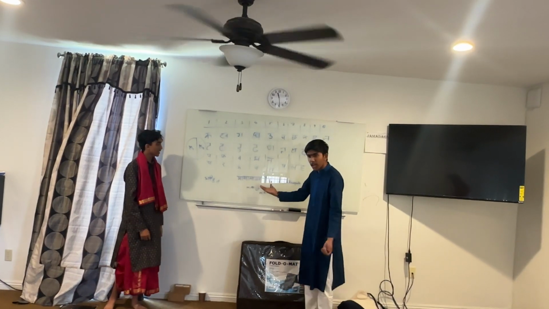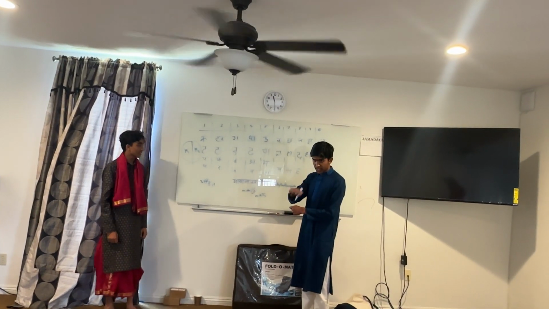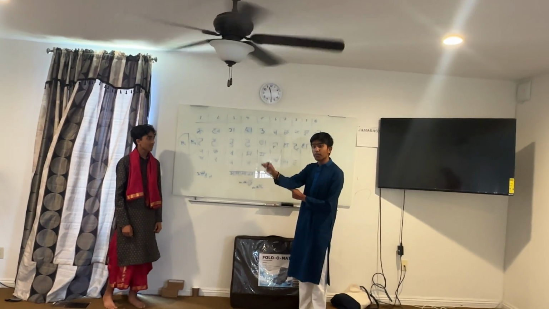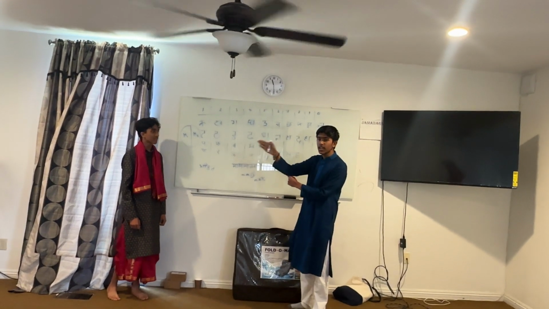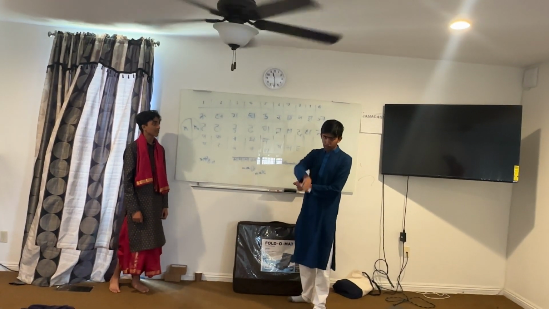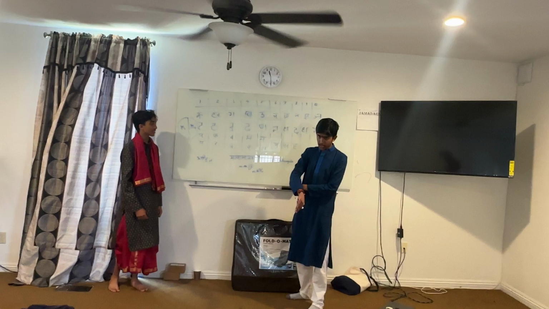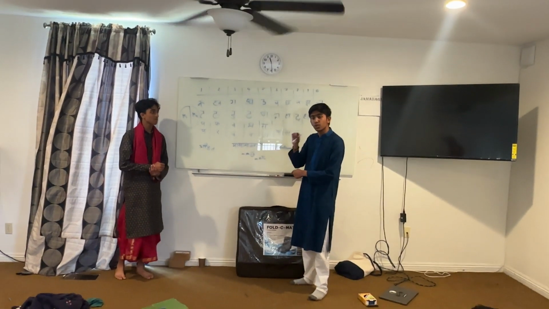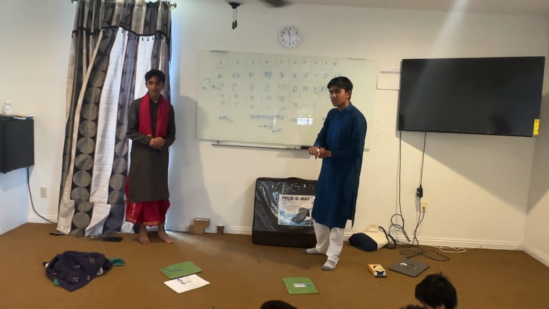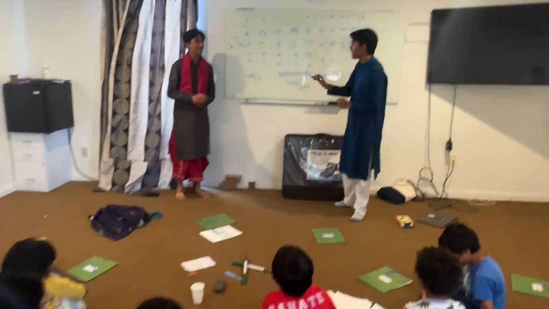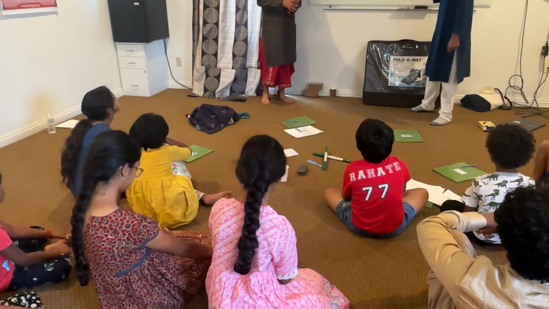So we take Mayamalavagowla: Sa Ri Ga Ma Pa Da Ni Sa, Sa Ni Da Pa Ma Ga Ri Sa. That ma is called Shuddha Madhyamam.